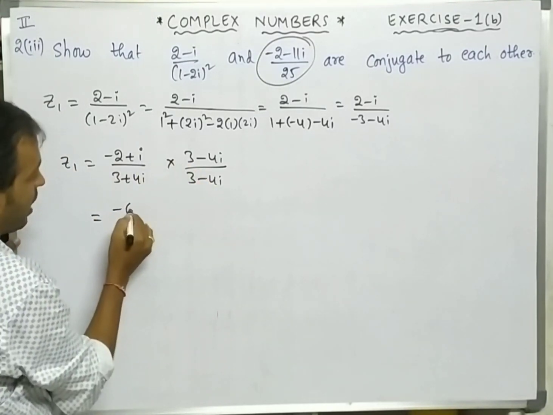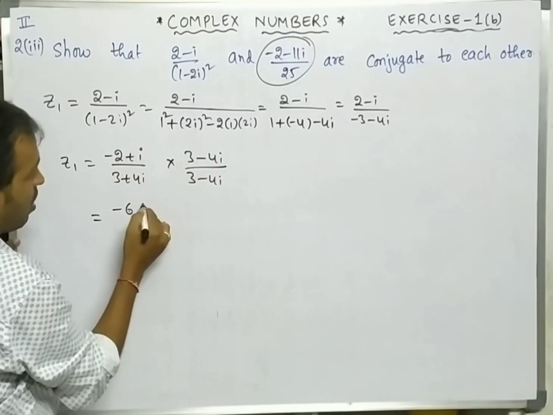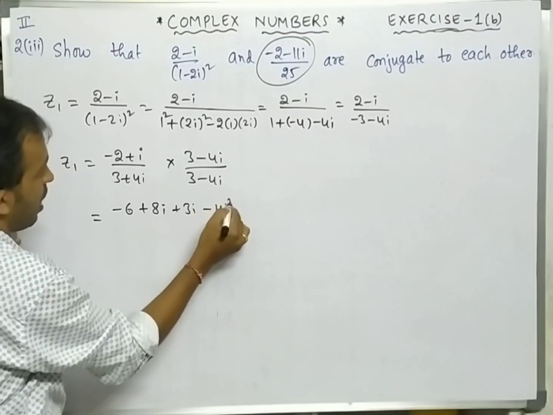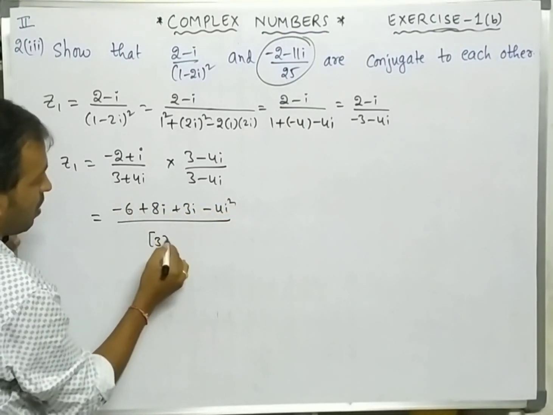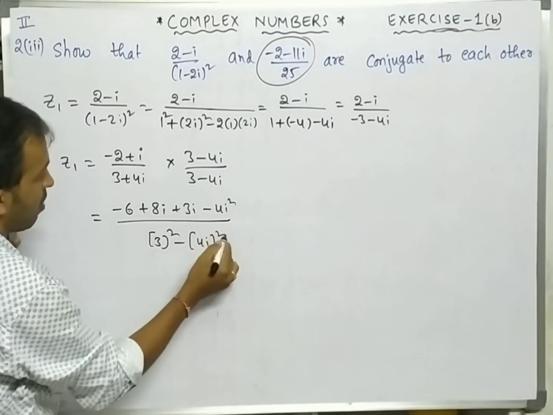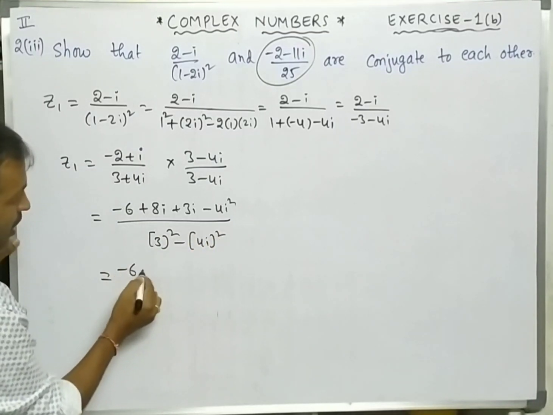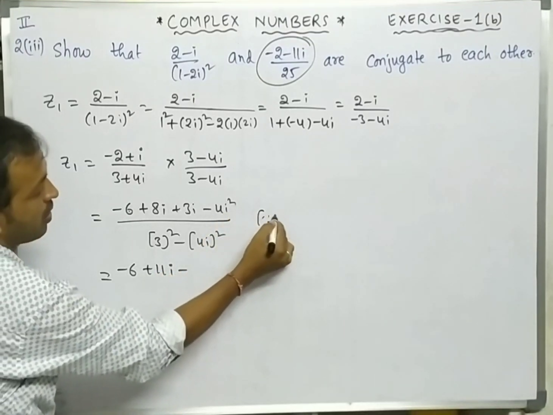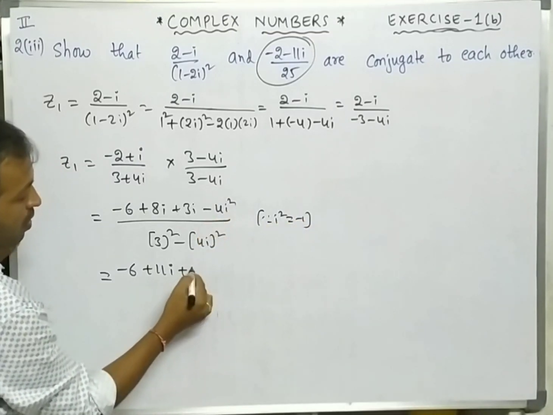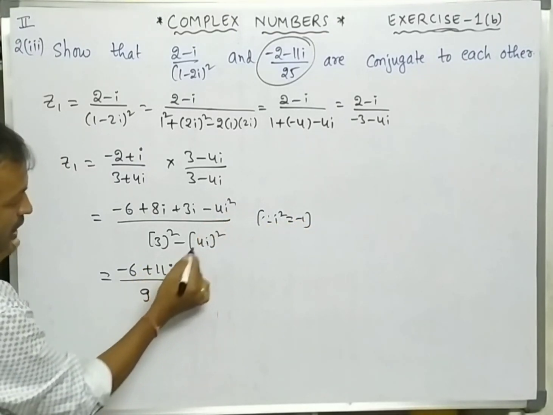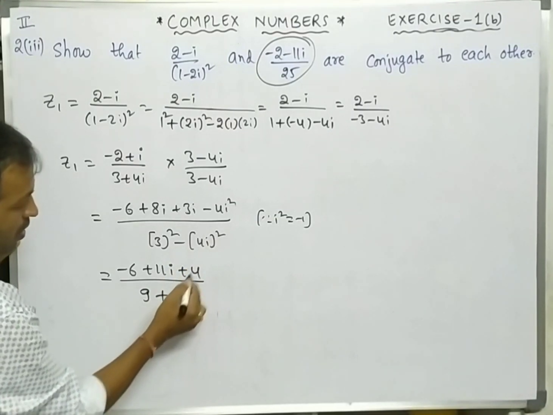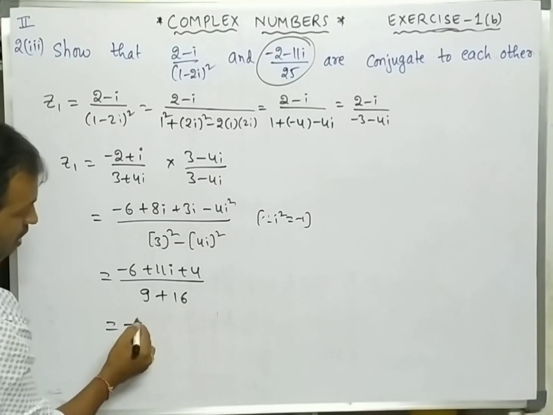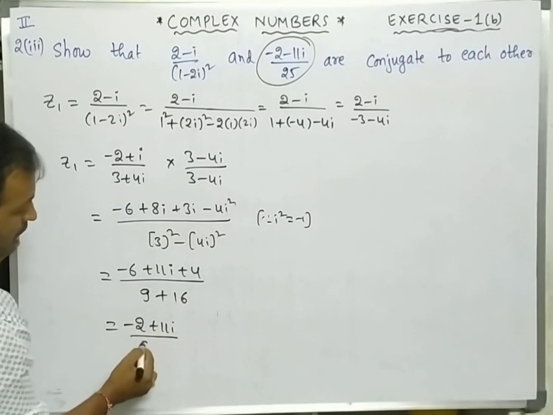Minus 2 into 3 minus 6, minus 2 into minus 4 plus 8i, 3i, minus 4i square, by a plus b into a minus b, a square minus b square. Minus 6 plus 11i minus 4i square, i square value is minus 1, right? Minus 4 into minus 1 plus 4, by 3 square 9, minus i square is plus 1, minus into minus plus 4 square 16. So finally we got minus 2 plus 11i by 25.